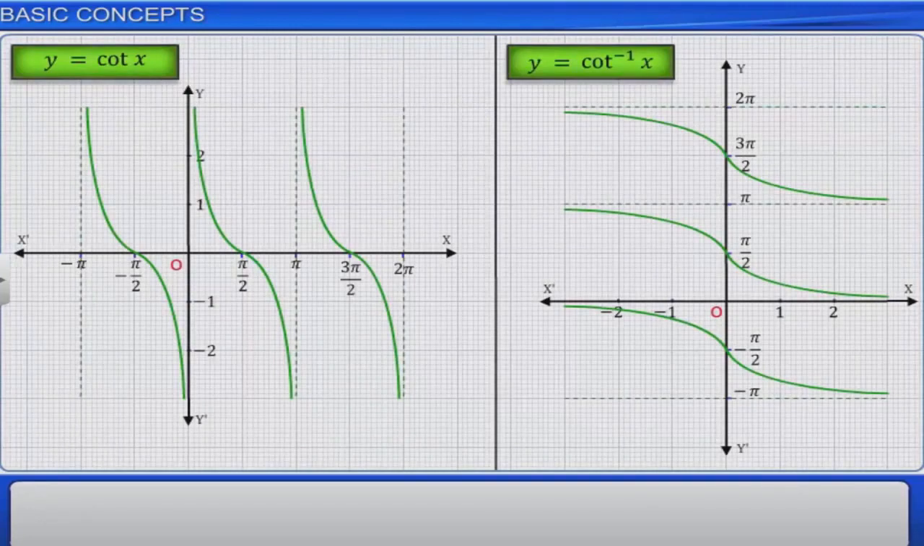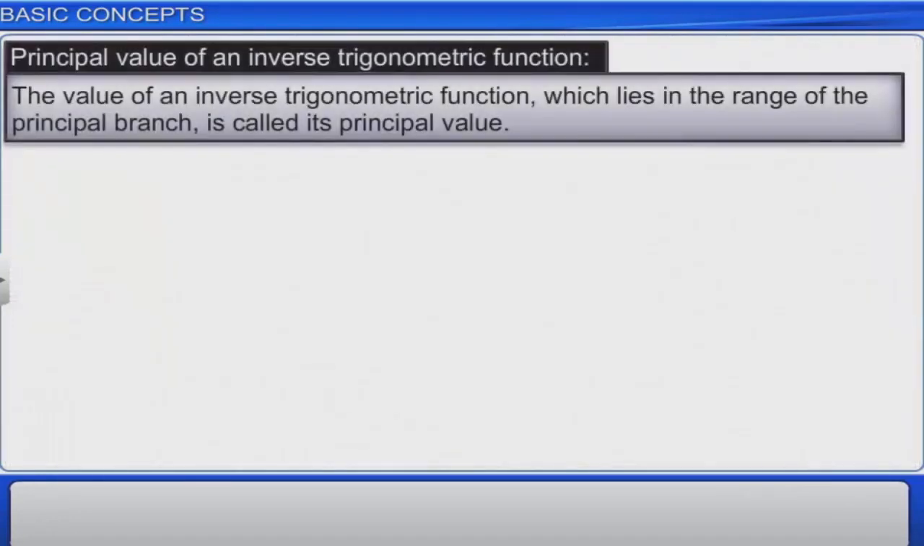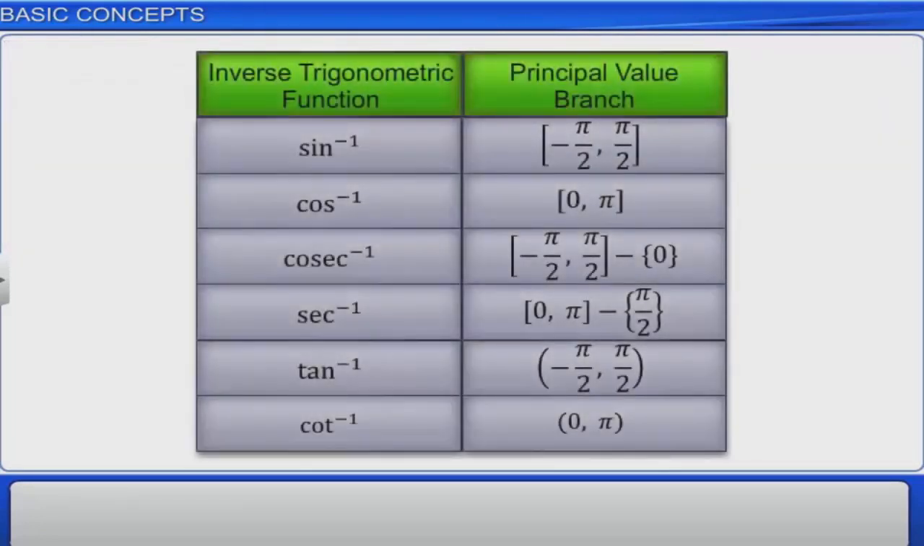The value of an inverse trigonometric function which lies in the range of the principal branch is called its principal value. This table summarizes the principal value branches of all inverse trigonometric functions.